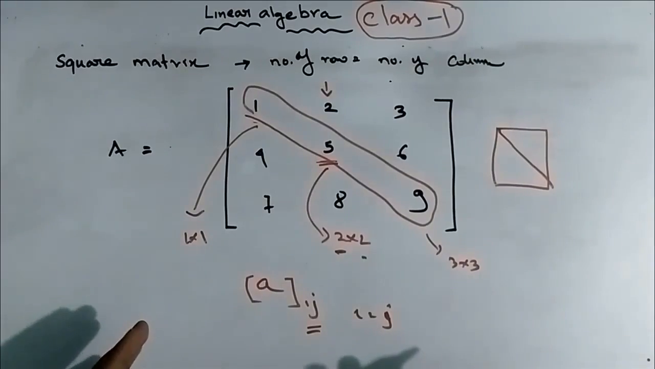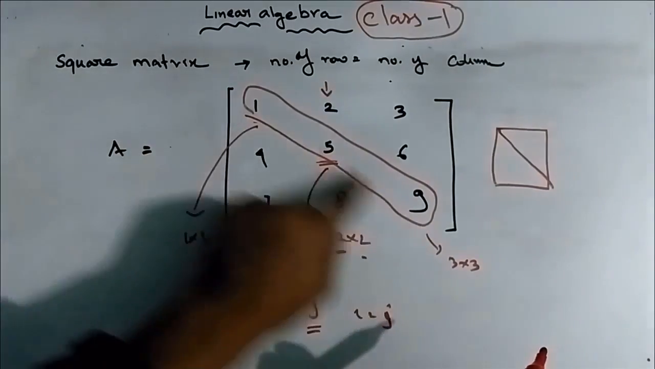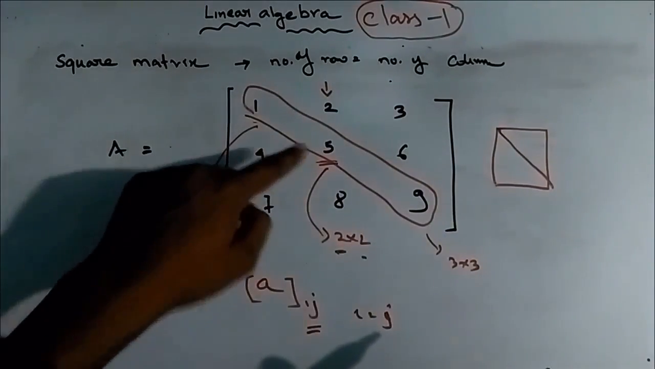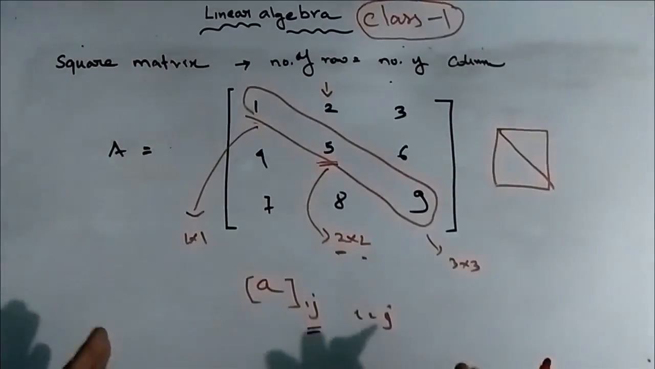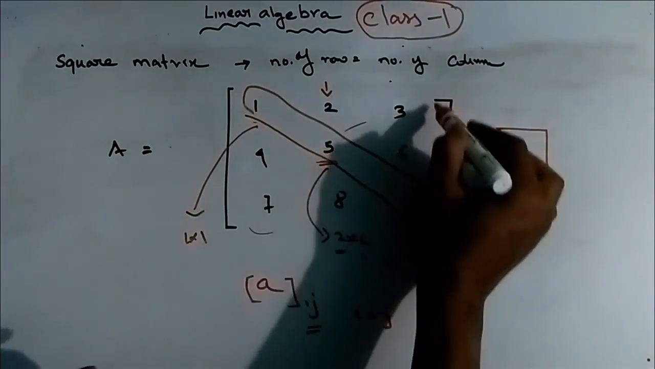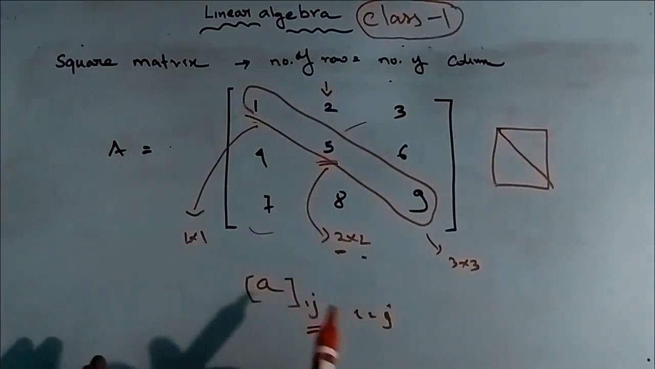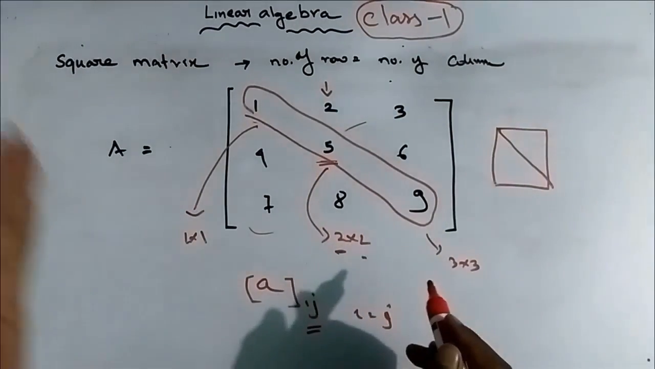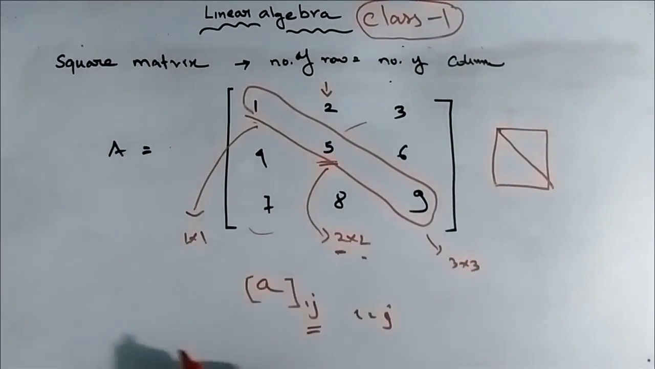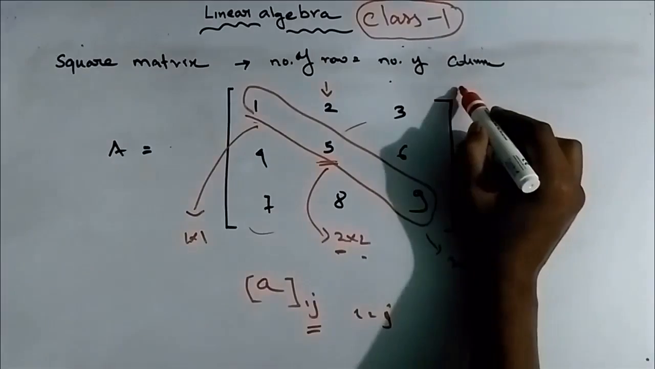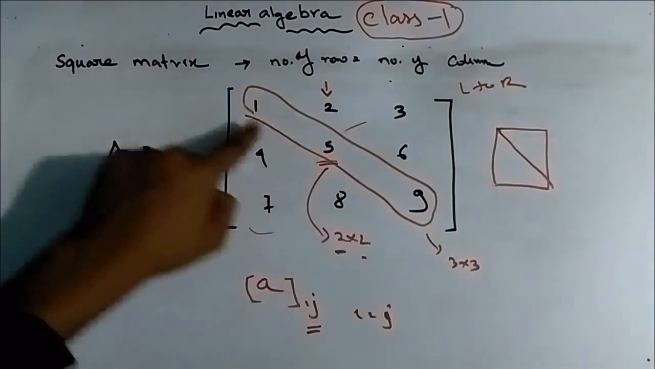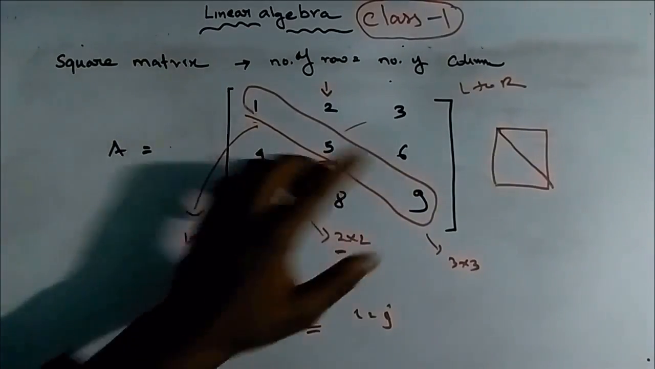This is known as the principal diagonal of this square matrix. Only one principal diagonal will exist in every square matrix. We will not consider this as a diagonal. Please do not consider 3, 5, 7 as a diagonal. Always start the diagonal from the left hand side and end at the right hand side, not from right to left. So this is known as the principal diagonal, and 1, 5, 9 are the diagonal elements.